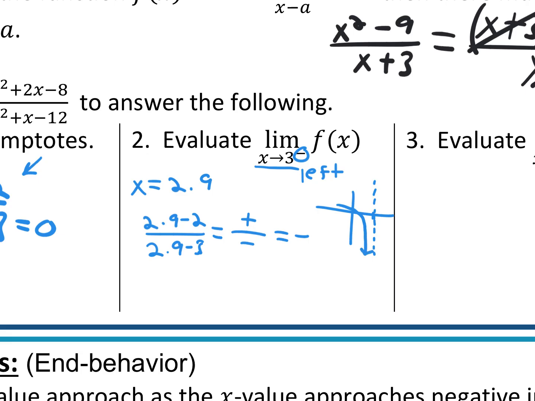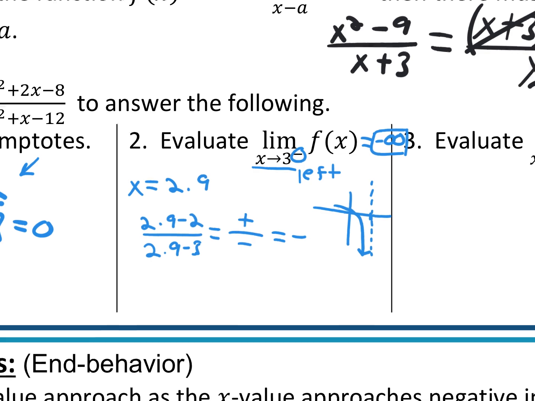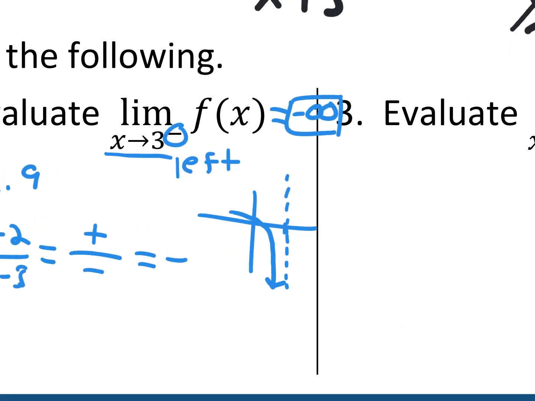So a couple of days ago, if I had just showed you this graph and I asked you to find the limit, we could just say that it doesn't exist. But now that we are discussing rational functions and asymptotes, we can say that this limit is negative infinity. So we can be more specific than just saying does not exist. So this limit is negative infinity. All right.